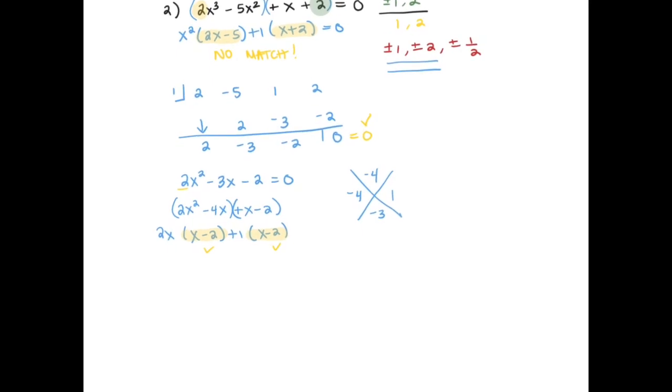So when I take those out of the binomials, that's going to end up giving me positive 2 and negative 1/2. Since the degree of this problem was 3, I'm looking for 3 answers. So my 3 answers are 1 from the synthetic division, 2, and negative 1/2.